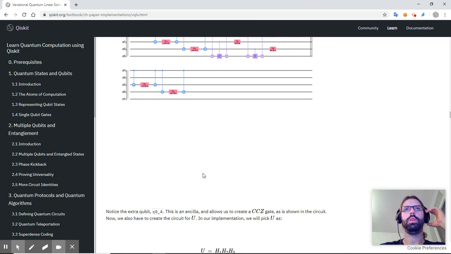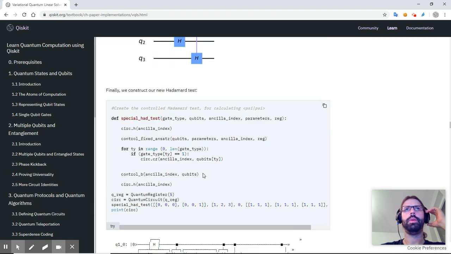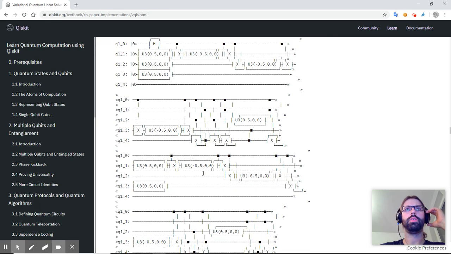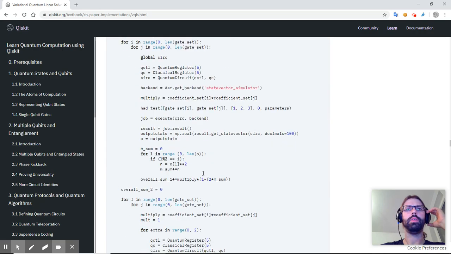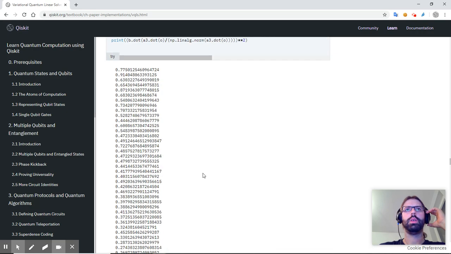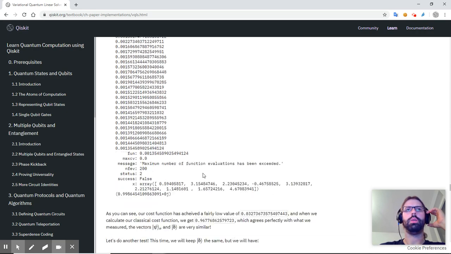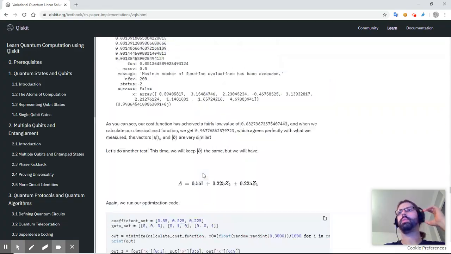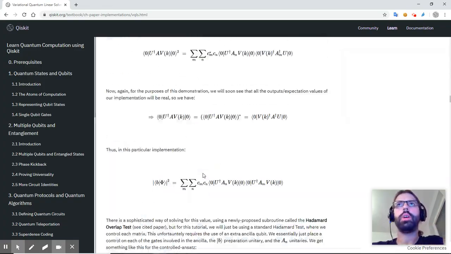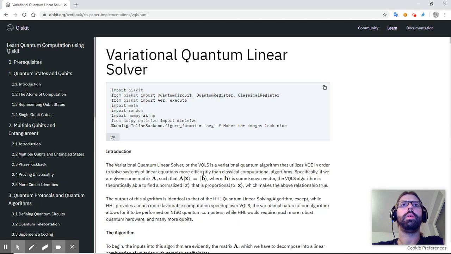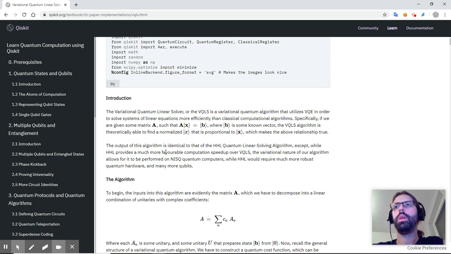Okay, let's see. Control Hadamards, interesting. What is this? Oh, a lot of code. Okay, let's just quickly start and see how far we get. I'm not going to play with any code right now, but I might switch to it at some point.